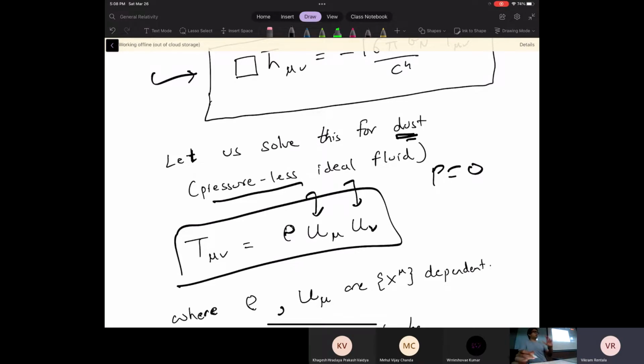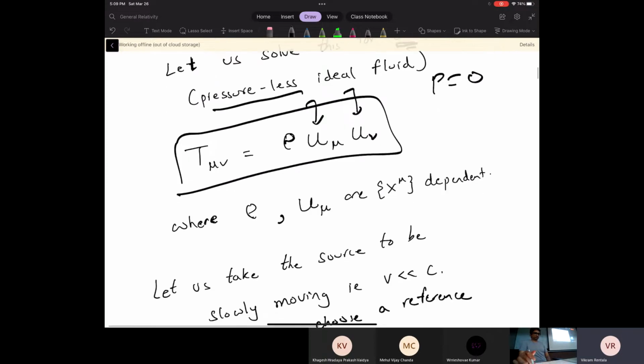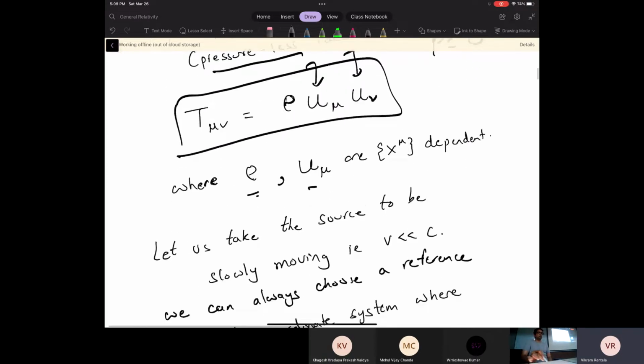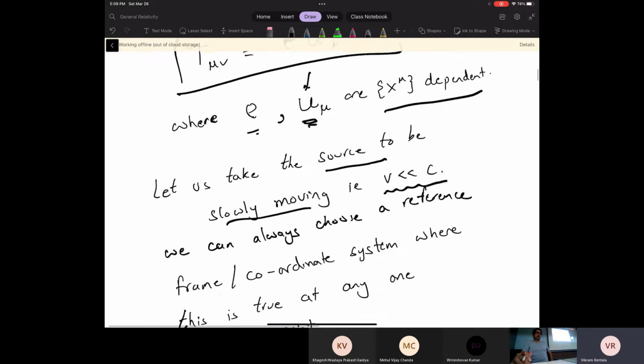And the density of the fluid can also vary from one space-time point to another. So these rho and U mu are x mu dependent. And now what we're going to do is take a source which is slowly moving. That is, its speed, the speed that goes into the 4 velocity, is much, much less than the speed of light. So we'll take a slowly moving source.